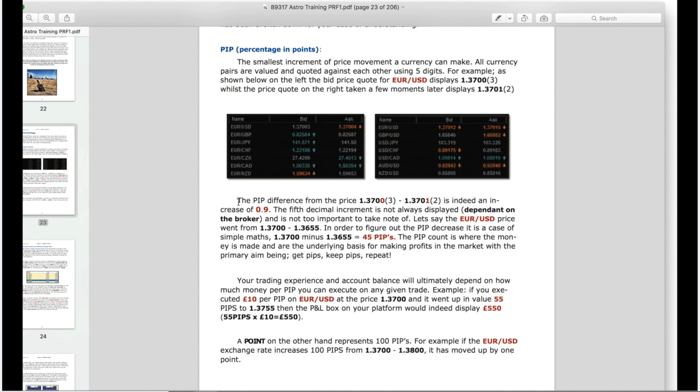Now, firstly, the pip difference from the price 1.3700, and I've put in brackets the 5th one here, 3, to 1.3701 in brackets 2, is indeed an increase of 0.9 pips. Now, the 5th decimal place, we can in fact just turn a blind eye to it. It is known as a pipette. The pipette is more or less a point of the actual pip. The 4th decimal place is the pip. Let me just get my whiteboard up again.